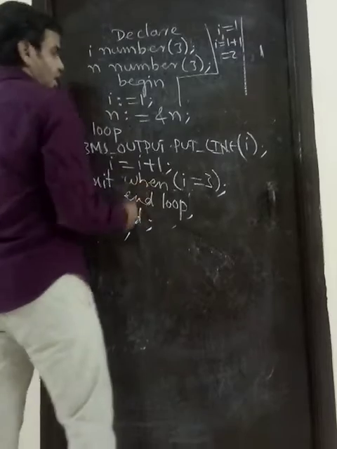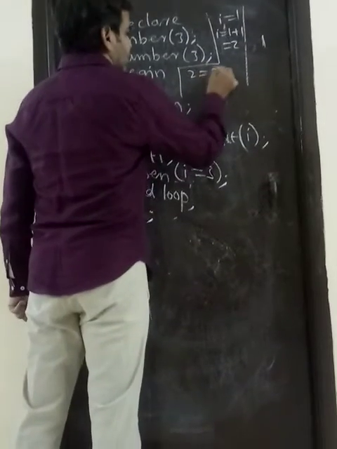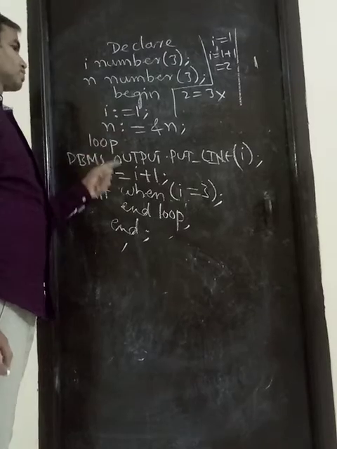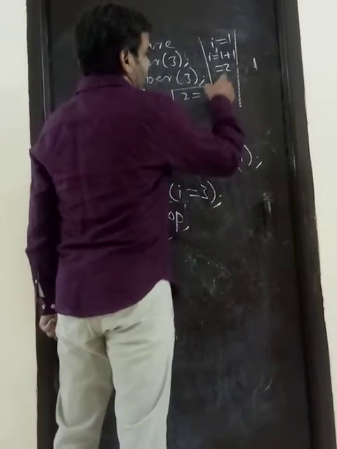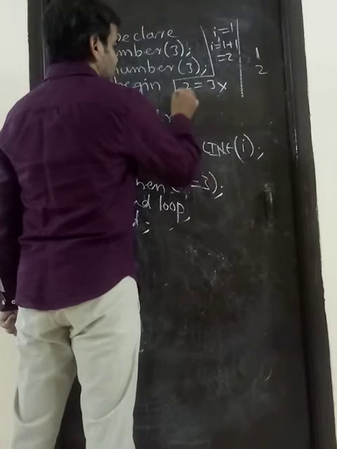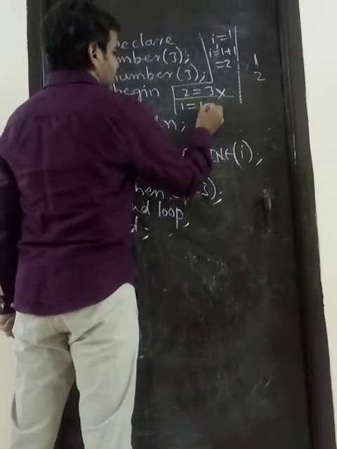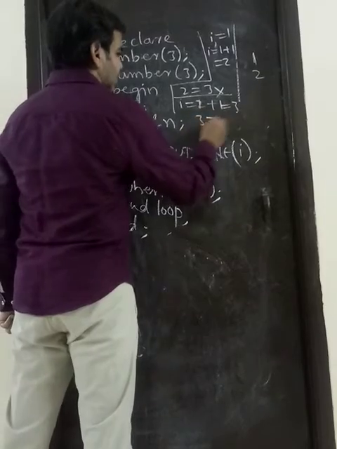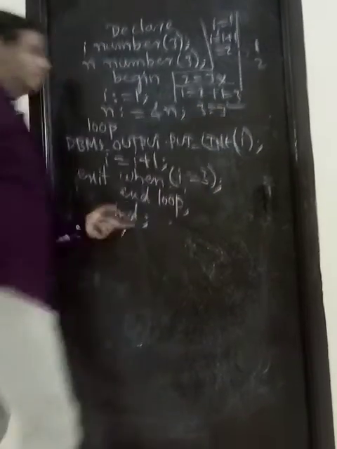So condition, 2 is equal to 3, condition false. If condition is false, again it goes to loop. So it will display I. Now what is the I value? 2 will display. After displaying, I is equal to 2 plus 1, 3. So 3 is equal to 3, condition true. If condition is true, it will exit.